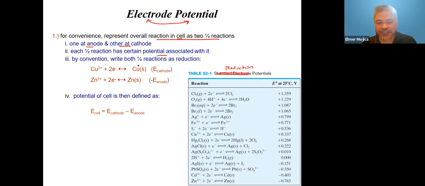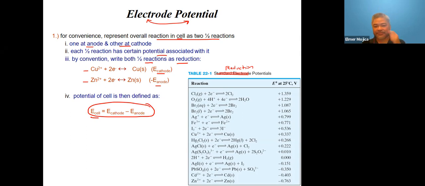By convention, we write both half reactions as reduction. So for instance, yung sa cathode, write natin na ganito. Yung sa anode, i-write natin na ganito. But we put there a negative sign to denote that is what we call the one that is undergoing oxidation. And if we want to get the potential of the cell, we define it as this.